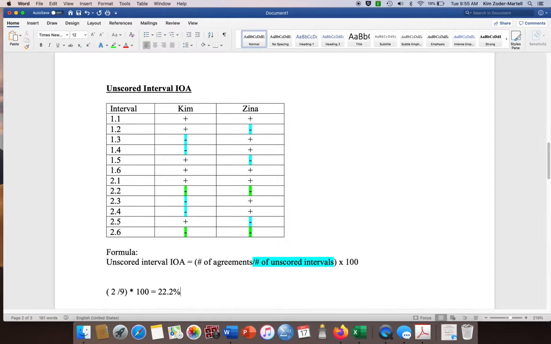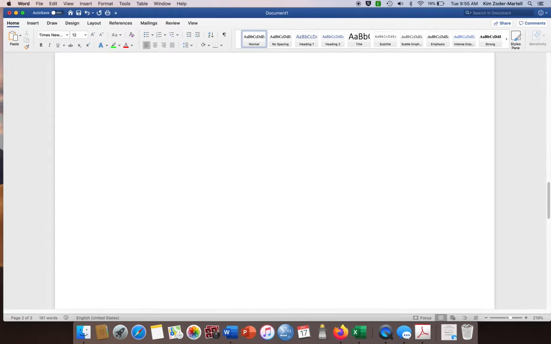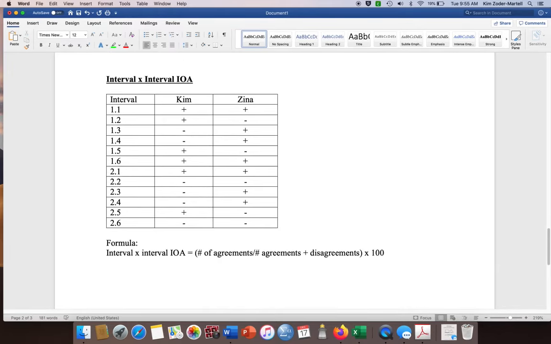Easy peasy, right? Now let's go on to the interval by interval method. In order to do this one, we're going to look at the number of agreements over the number of agreements plus disagreements. The first thing we have to do is count the number of intervals, which is essentially the agreements and disagreements. So each interval, 1, 2, 3, 4, 5, 6, 7, 8, 9, 10, 11, 12. So we're going to have to find out how many times they agree, divided by 12 times 100.